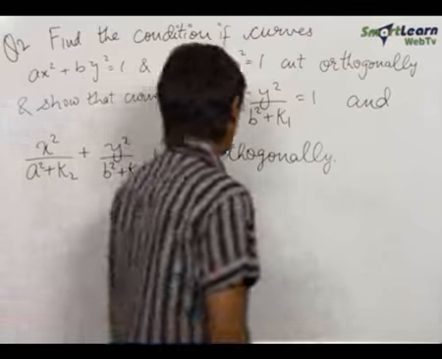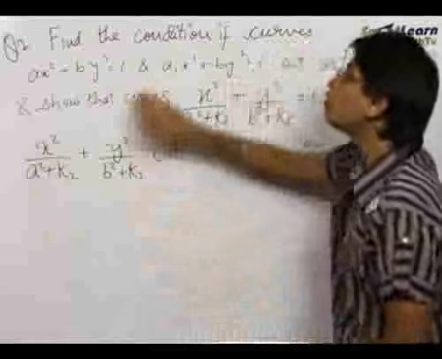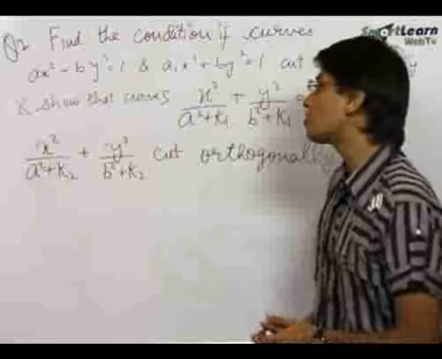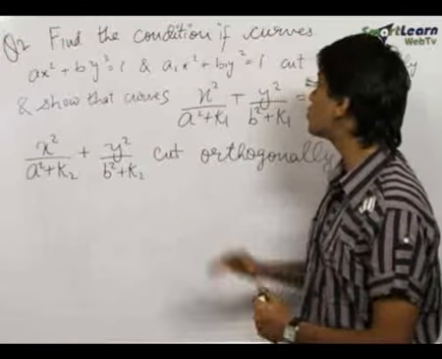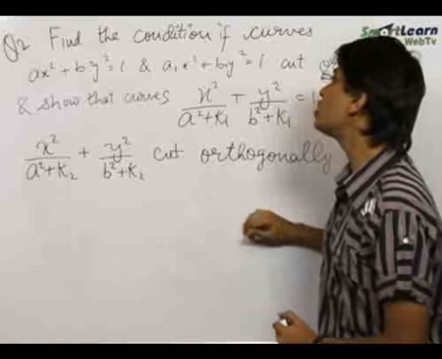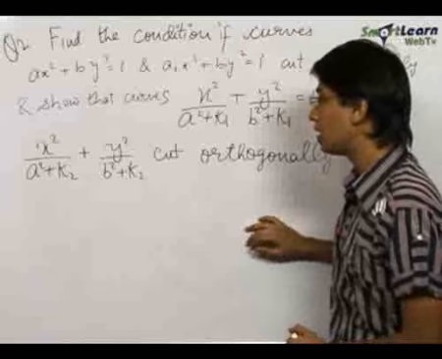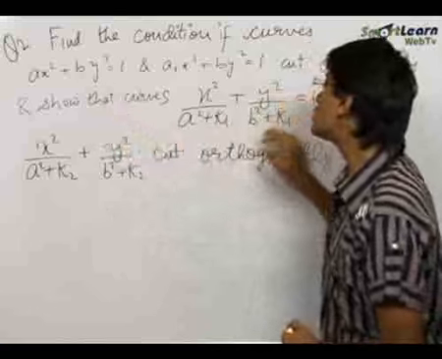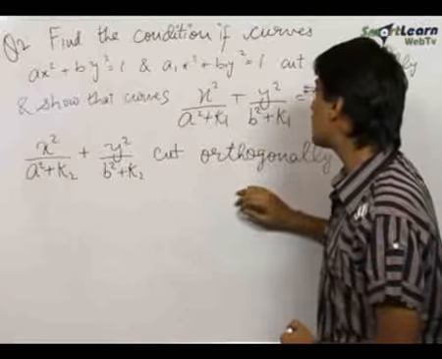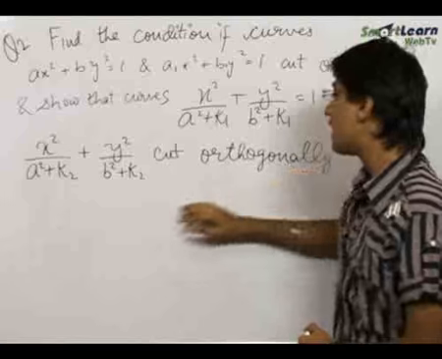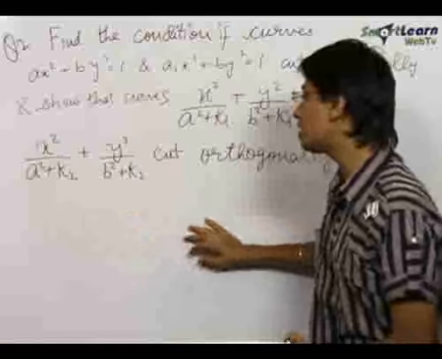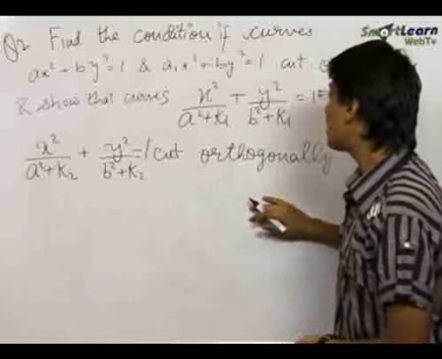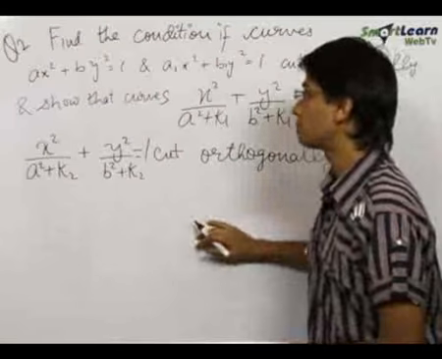In our next problem, which is a pretty interesting problem, we need to find the condition if there are two curves given, ax² + by² = 1 and a1x² + b1y² = 1, and we need to find the condition if these two curves cut orthogonally. And hence, by using that condition, we need to show that the two curves given, x²/(a² + k1) + y²/(b² + k1) = 1, and replacing k1 by k2 and getting the second curve, x²/(a² + k2) + y²/(b² + k2) = 1, cut orthogonally.